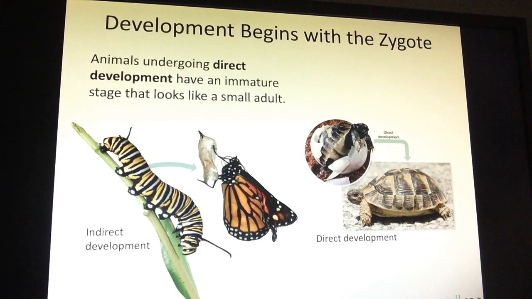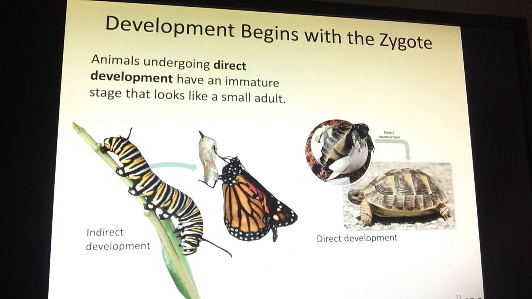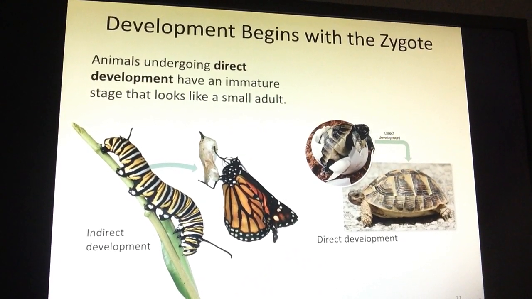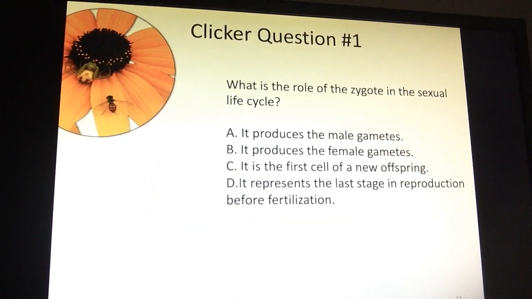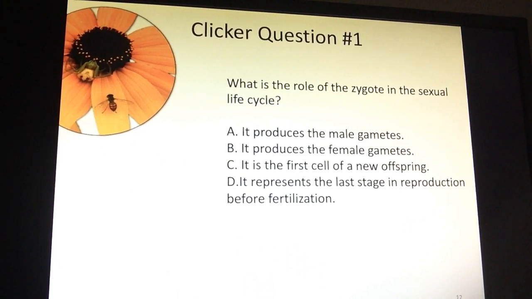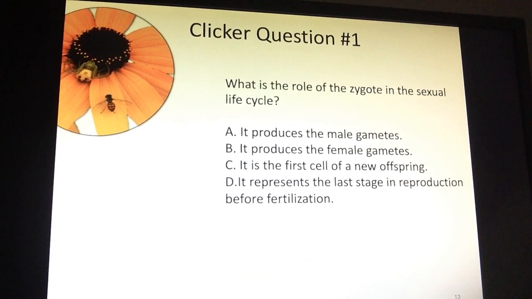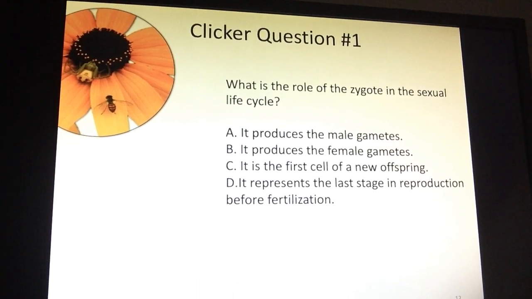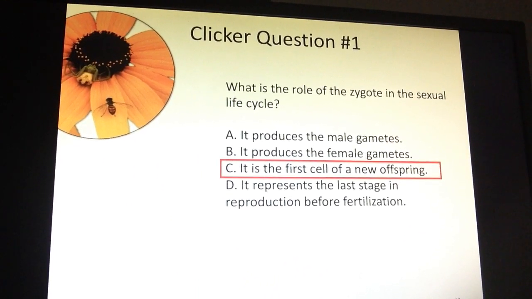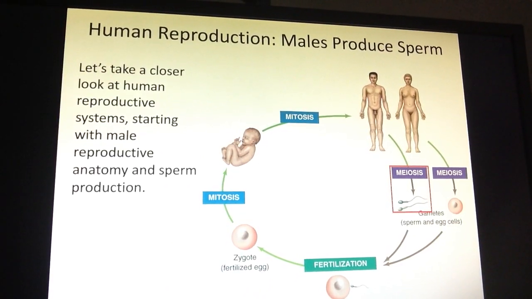So we'll have this on exam 5 as well, but it is one of those subjects that comes back again as well. All right, the clicker questions. What is the role of the zygote in the life cycle, in a sexual life cycle? It is the first cell of the new offspring, meaning the baby. And it divides and divides and divides.